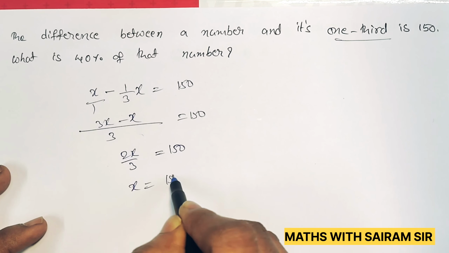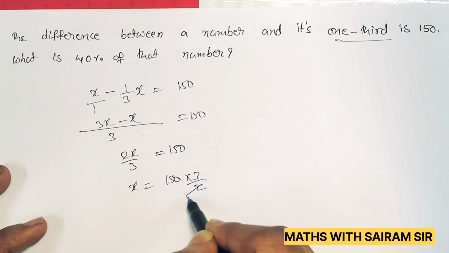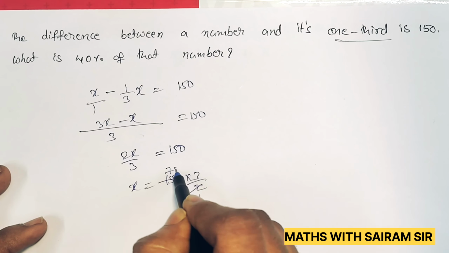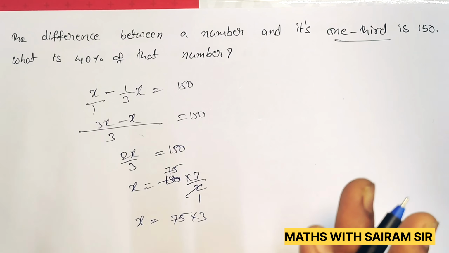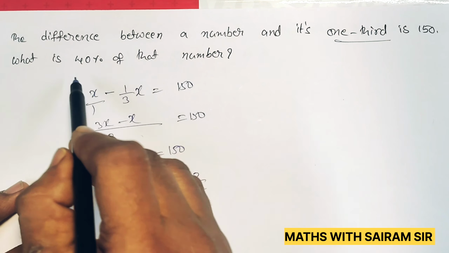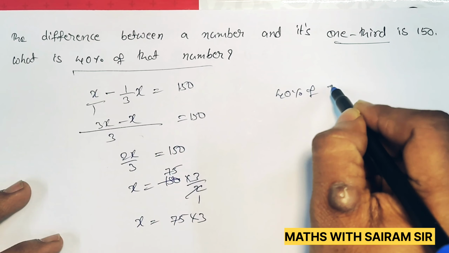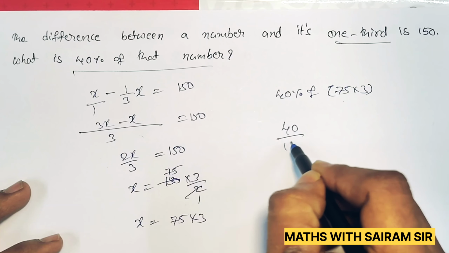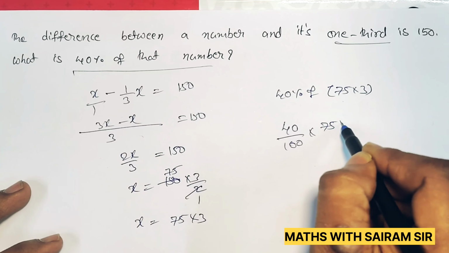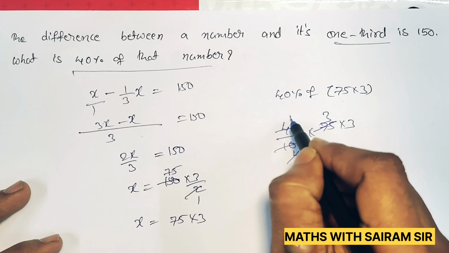So x is equal to what? 150 into 3 by 2. So 2 1s are 2, 75 2s are 150. So x is equal to what? 75 into 3. No need to multiply as of now. We should find out 40% of that number. So 40% of this number, 75 into 3. So 40 for 100 into 75 into 3. 25 3s are 75, 4 2s are 8, 4 1s are 4, 4 10s are 40.